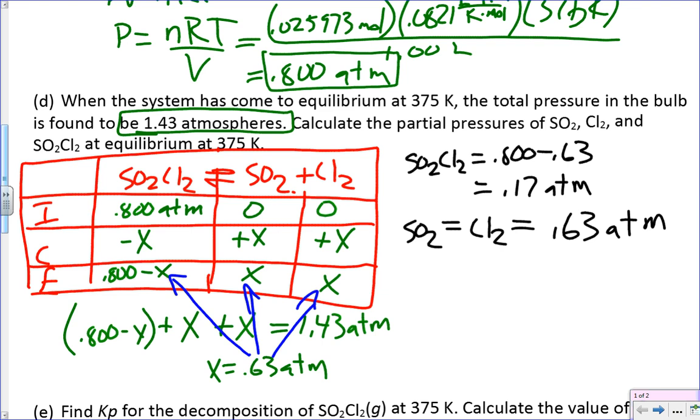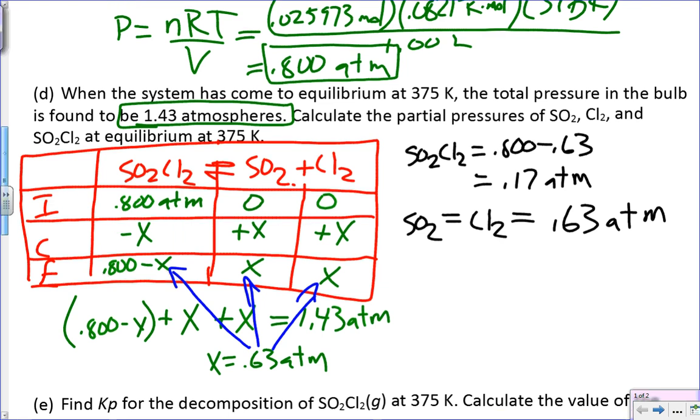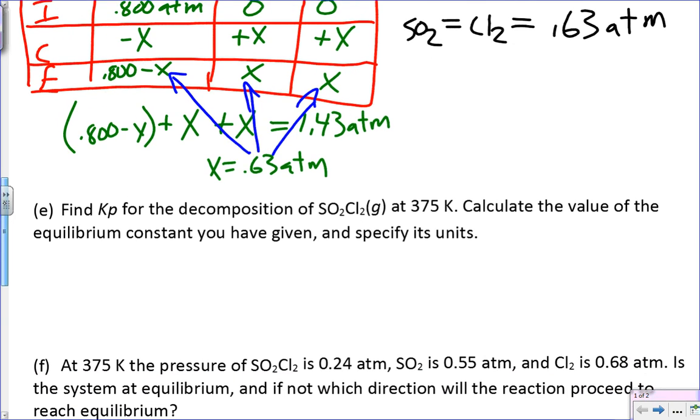So because they gave us the total pressure, and we knew the pressures at equilibrium with respect to X, we can add up and get the total. Quick, easy way to solve for X. Now that brings us to E. Now notice it says find Kp for the decomposition.